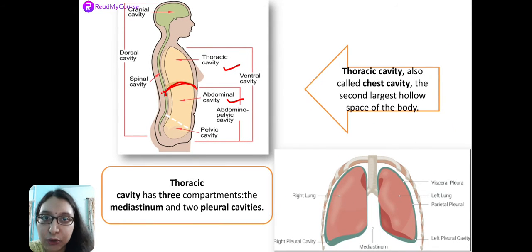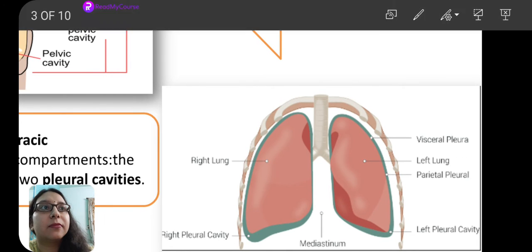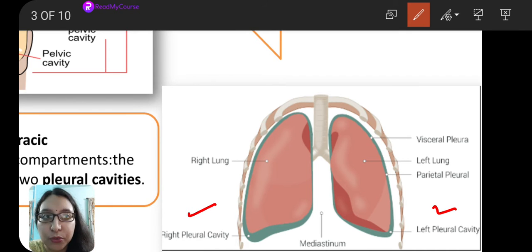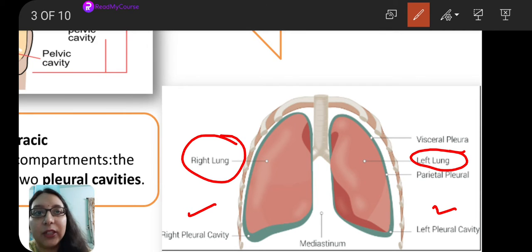Another thing that you need to know is what are the constituents of this thoracic cavity. The thoracic cavity mainly can be divided into three parts: the two pleural cavities and one mediastinal space. So have a look at this picture over here. This is the right pleural cavity, the left pleural cavity. And what do they consist of? They constitute the right lung and the left lung. So the lungs lie in the pleural cavities.